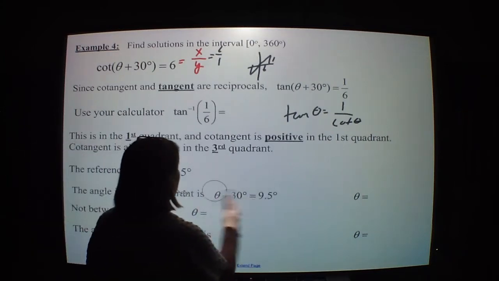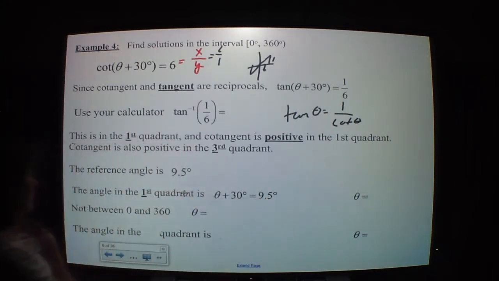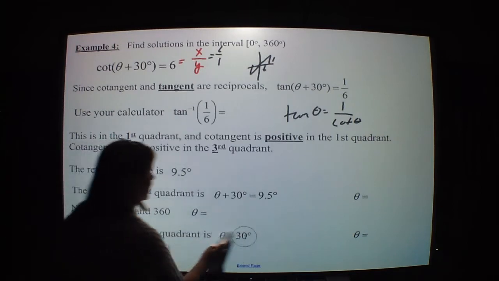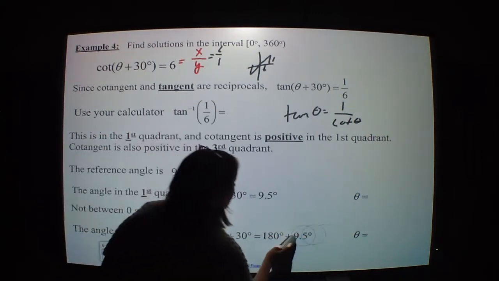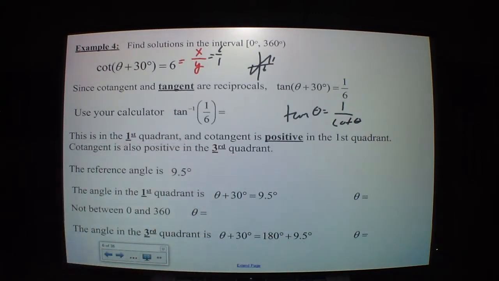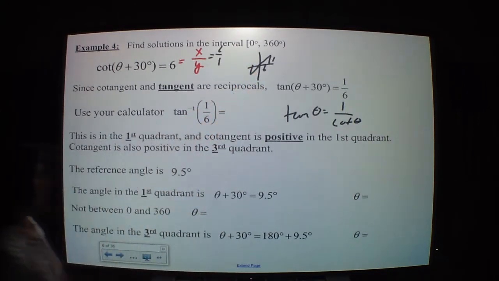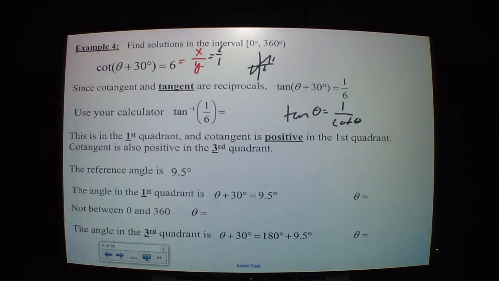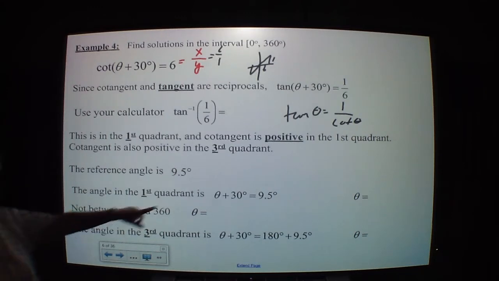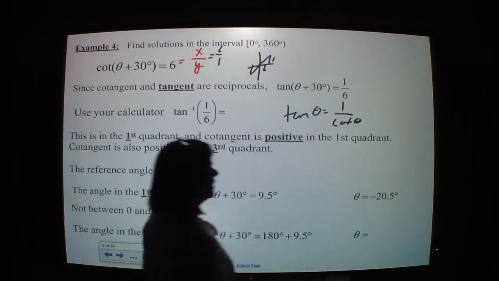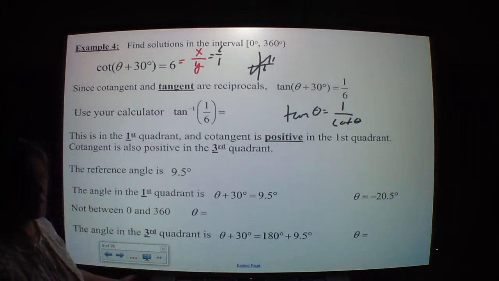So in quadrant 1, my angle's theta plus 30, my angle here is 9.5. In quadrant 3, my angle is 180 plus the 9.5. Okay? So do the math. Subtract 30 from each side here on this one, and you have negative 20.5 degrees. And you say, okay, I'm done.